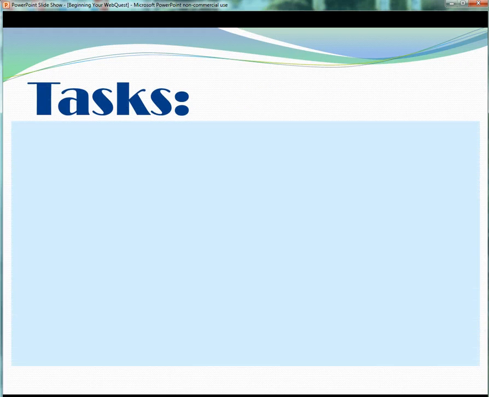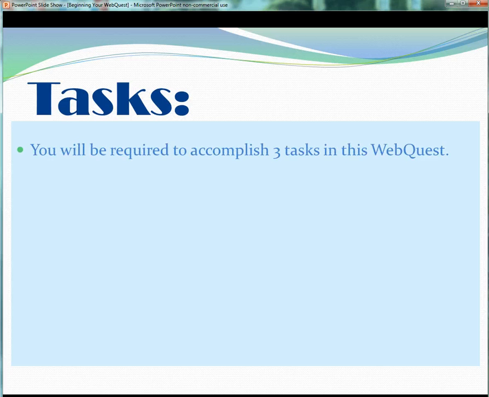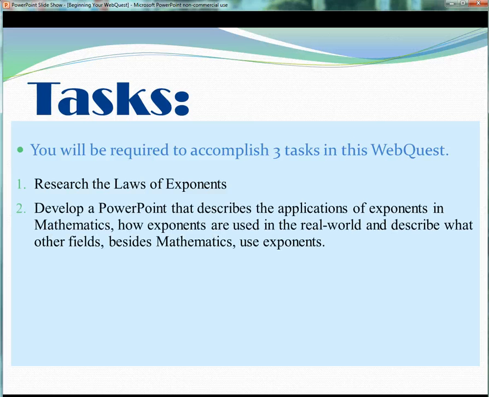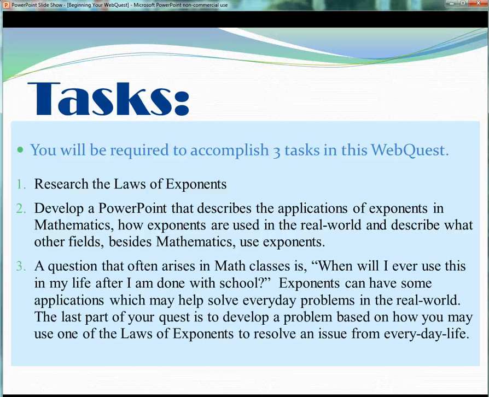Tasks. You will be required to accomplish 3 tasks in this WebQuest. 1. Research the laws of exponents. 2. Develop a PowerPoint that describes the applications of exponents in mathematics, how exponents are used in the real world, and describe what other fields besides mathematics use exponents.